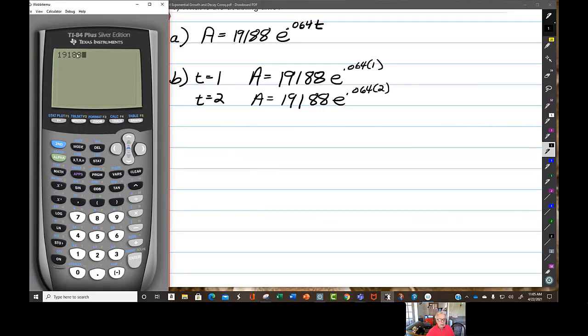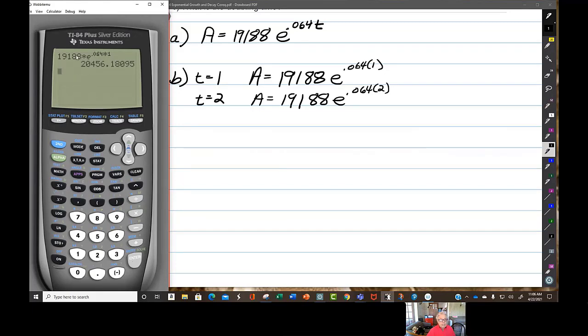19188 times second ln 0.064 times 1. So that's what I've got right here. 19188 times e raised to the power 0.064 times 1. I hit enter. That's the amount I get.